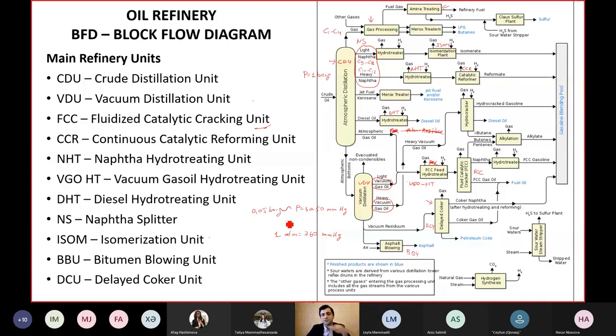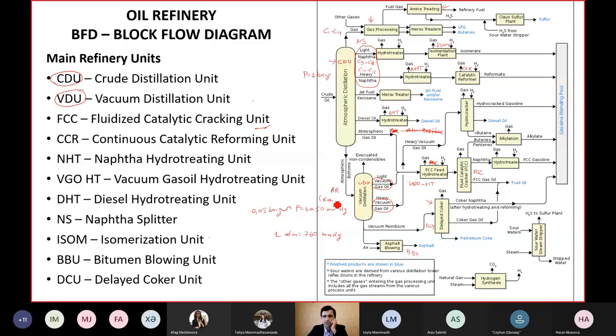And we will talk about this later in detail, because today we will learn the CDU and VDU. We will talk about these units mostly. That's why we will talk about the pressure, temperatures, and the equipment in these units further. So this is the atmospheric bottoms or atmospheric residue.